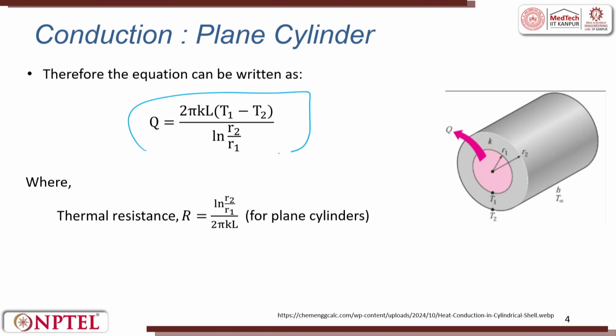Therefore, the final equation can be written as Q equals 2 pi KL times T1 minus T2 divided by natural logarithm of R2 by R1, where this entire thing, natural logarithm of R2 by R1 divided by 2 pi KL, becomes the resistance. Resistance is 1 by conductance. So the same thing we did for composites and for the plain wall, we are now using the same concept and trying to do for a plain cylinder.